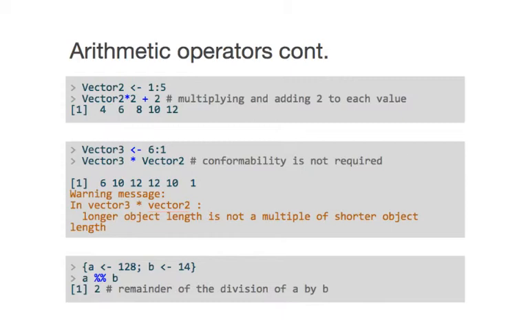In R, modulo operation is performed by typing two % signs without any space between them. So in this example, you see that dividing 128 by 14 will leave us with the remainder of 2. You can check yourself easily.